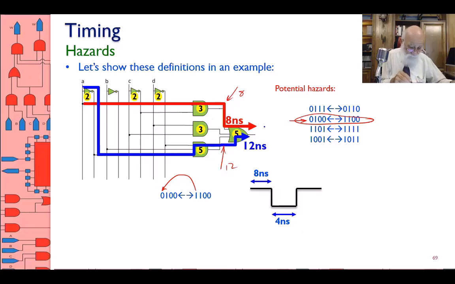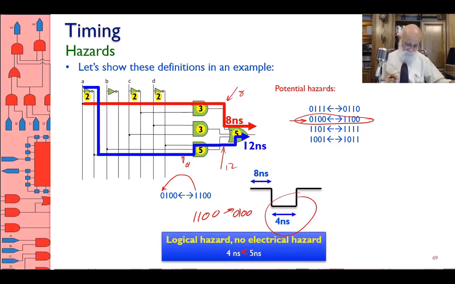The smaller delay is 8, changing from 1 to 0. The larger delay is 12, which is the 0 path. Okay, this is the 0 path. And therefore you get, when you change from 1, 1, 0, 0 to 0, 1, 0, 0, 8 nanoseconds after that change, your glitch starts, and then you have 4 nanoseconds delay. This again is not an electrical hazard, because it is a logical hazard, but not an electrical hazard, because 4 is less than 5.